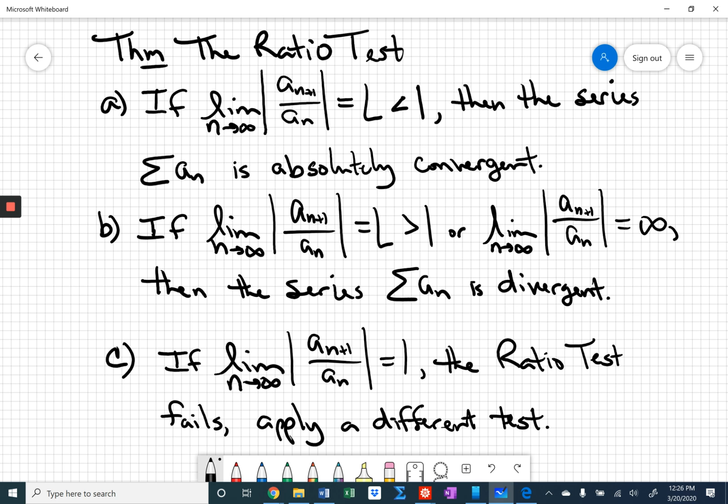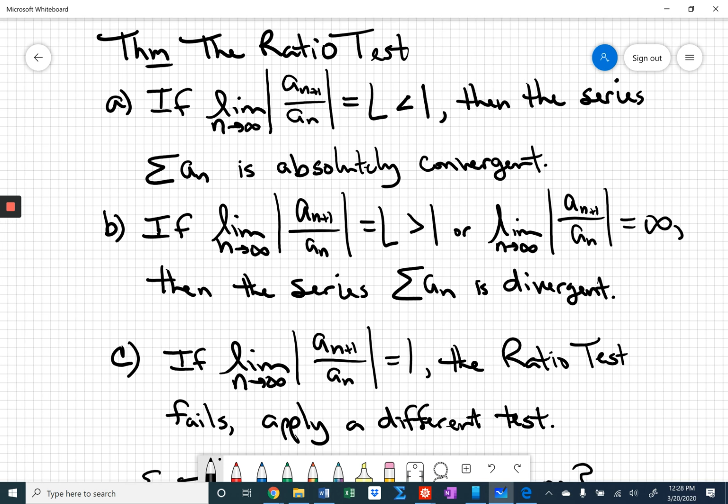So to help commit this to memory, if you can, make the analogy of the ratio test to a geometric series, and the ratio test will be easier to remember and hopefully will make more sense to you. Let's look at some examples.